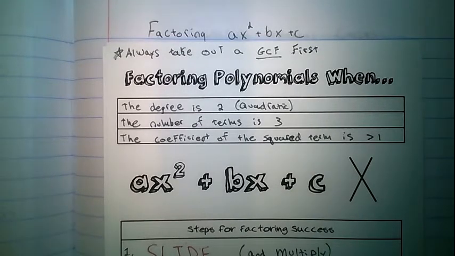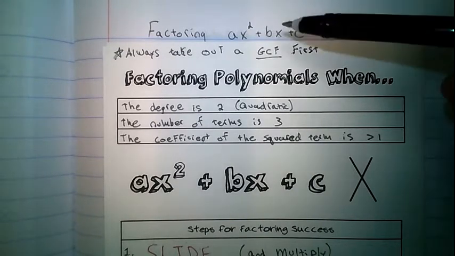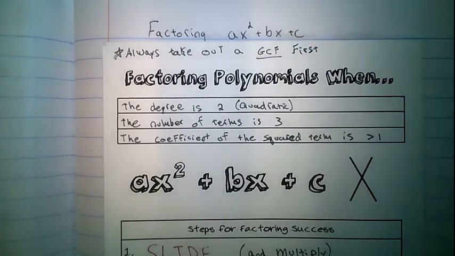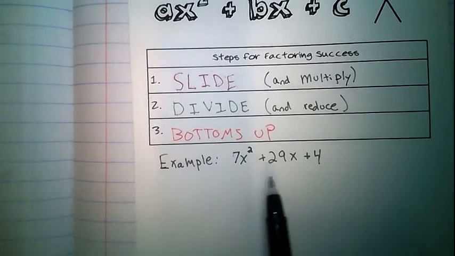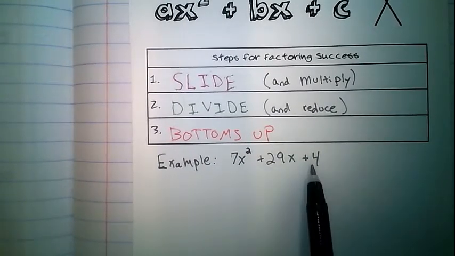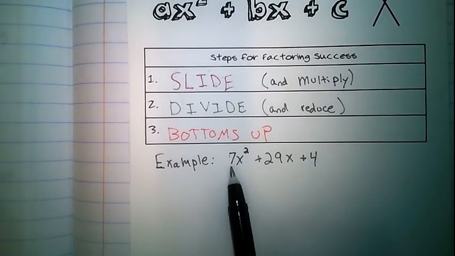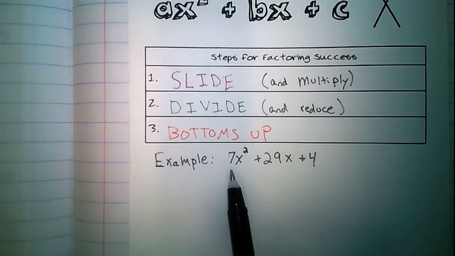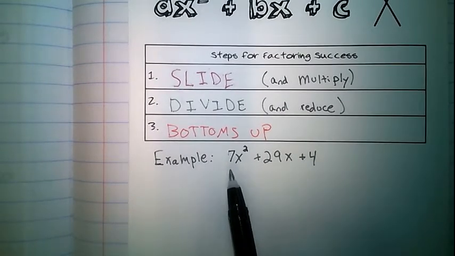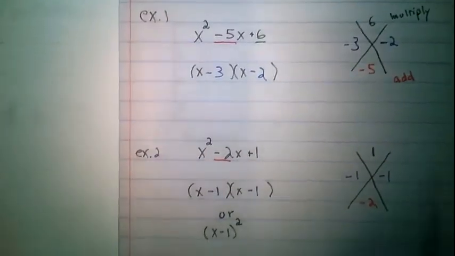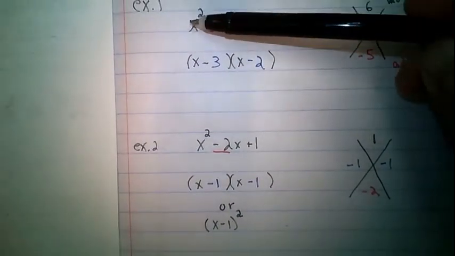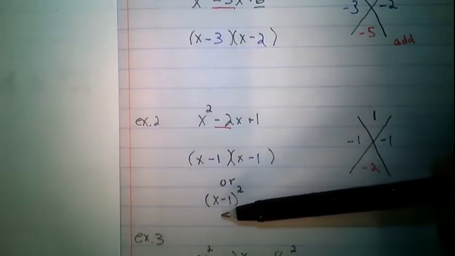Our new entry is on factoring ax² plus bx plus c. So that's when you have polynomials like 7x² plus 29x plus 4, where the coefficient in front of the x squared term isn't 1. We have a number there. Previously in our examples, everything we factored had no number in front of the squared term.